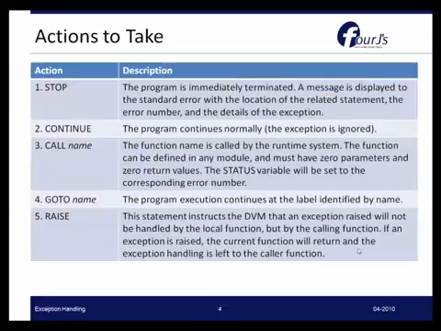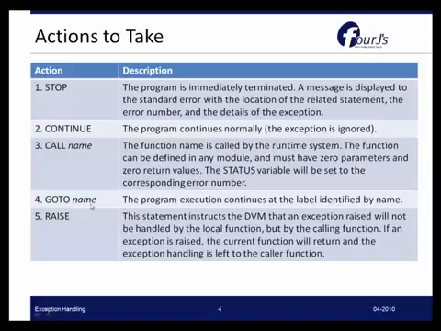Now, actions to take based on an exception that has been raised are to stop, so the program is immediately terminated. A message is displayed to the standard error with the location of the related statement, the error number, and the details of the exception. An action to take could be to continue, where the program continues normally and the exception is ignored. To call a function, the function name is called by the runtime system. The function can be defined in any module, must have 0 parameters and 0 return values.